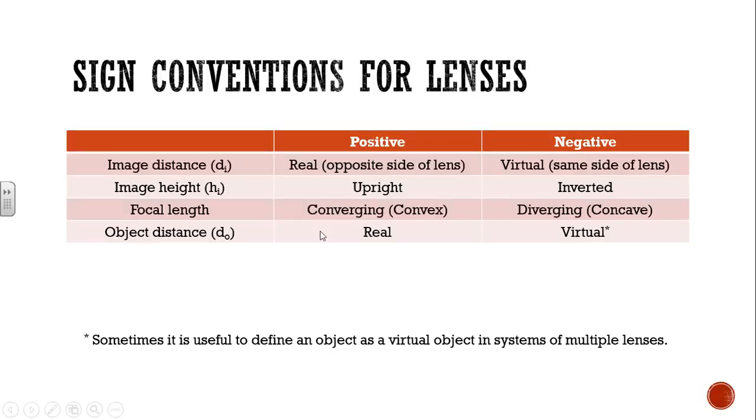And of course we could have a positive object distance, which would be a real object, and we could have a virtual object. I put a little asterisk here for virtual objects because sometimes it's useful to define an object as a virtual object if you have a system of multiple lenses. For example, if you had a system of two lenses that are separated, let's say, by 5 centimeters, and the image formed by the first lens is 5 centimeters behind the second lens, it might be useful to call that DO negative 5 centimeters for the second lens to actually begin to predict what the final image location is going to look like.